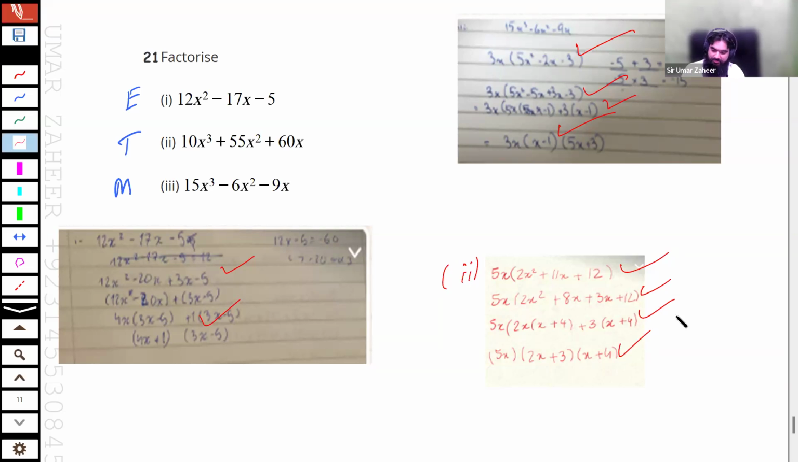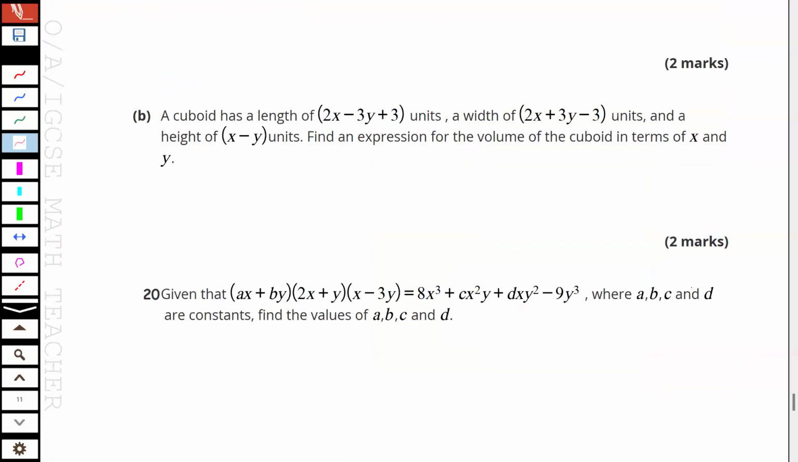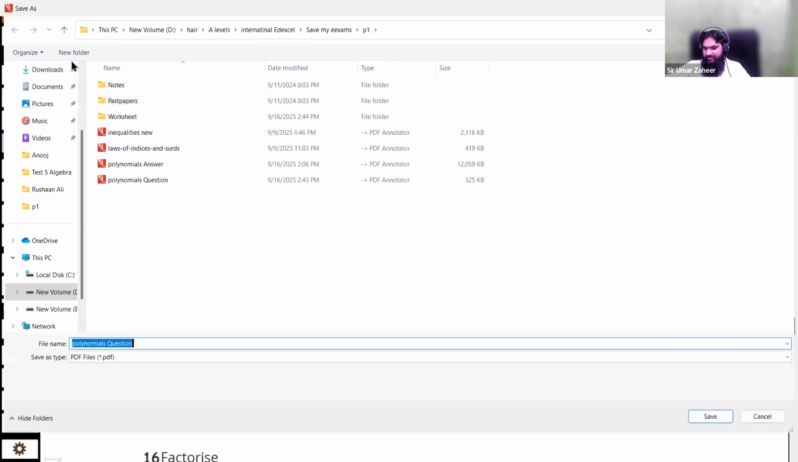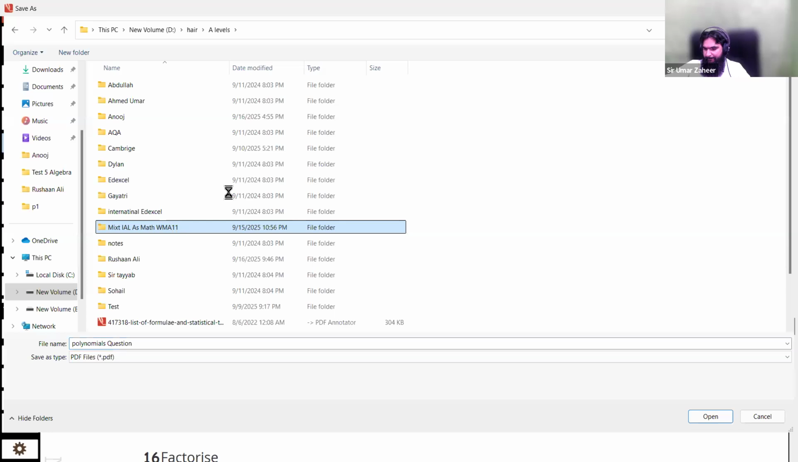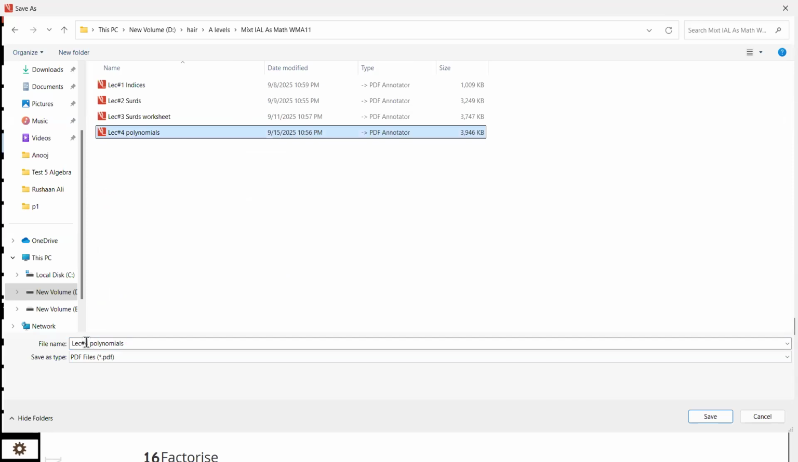Yes, everyone. Any question about the factorization? No, sir. There are a few questions left in which you have factorization and expansions. So if you have any query or problems, you have to ask before the next class. Otherwise, we are going to move to the next topic, right? Yes, everyone. Any question? No, sir.